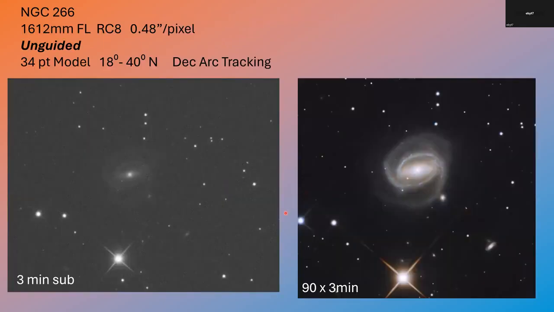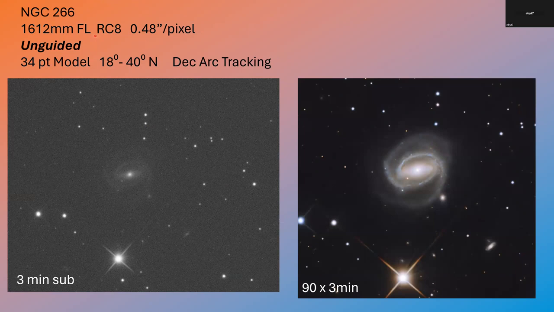So then the bottom line is, well, does all this stuff work? Well, what's the whole point of it? So I've got a few examples here I'll show, and I'm going to show the typical sub that I take, as well as the final result. So this is NGC 266. This is with the RC8, which is a Ritchey-Chrétien 8-inch, 1612 millimeters, with the ASI 2600 Pro color camera.